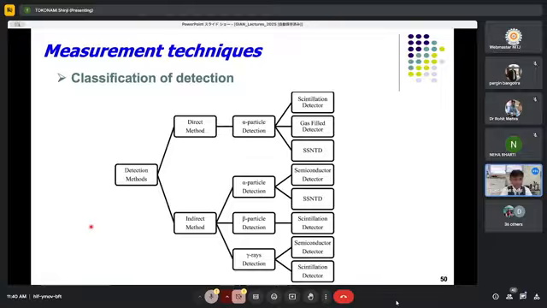Measurement techniques. Classification of detection. Detection methods: direct method and indirect method. Alpha particle detection: scintillation detector, gas filled detector, solid state nuclear track detector. Alpha detection: semiconductor detector, solid state nuclear track detector. Beta particle detection: scintillation detector. Gamma ray detection: semiconductor detector and scintillation detector.